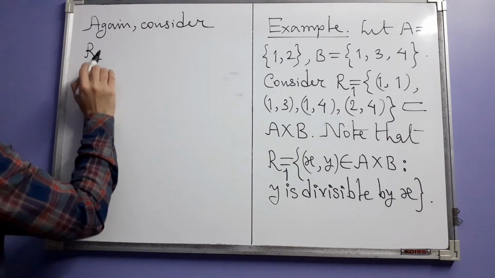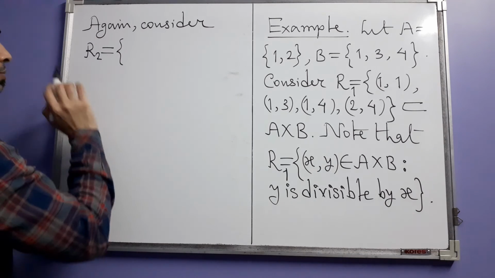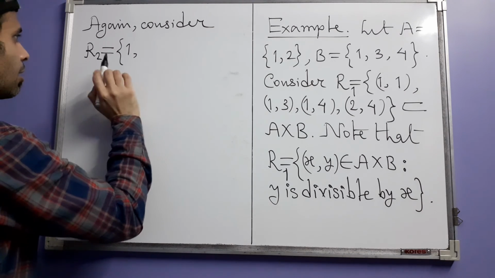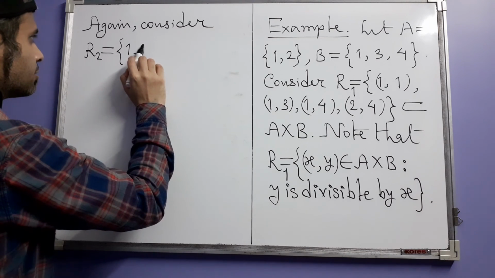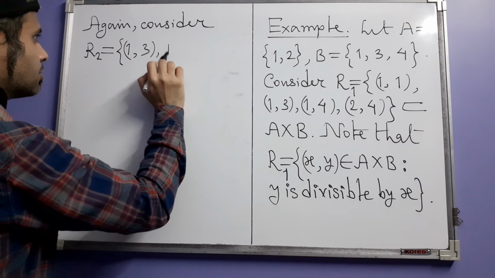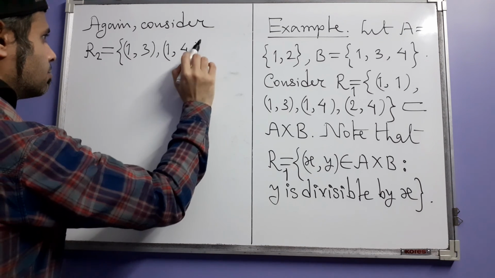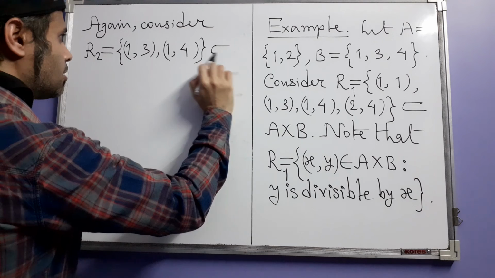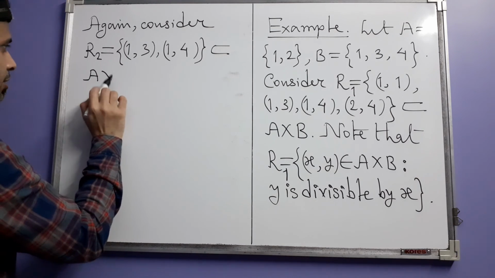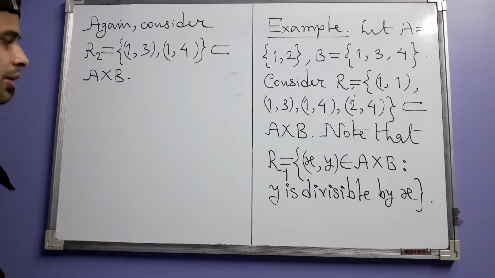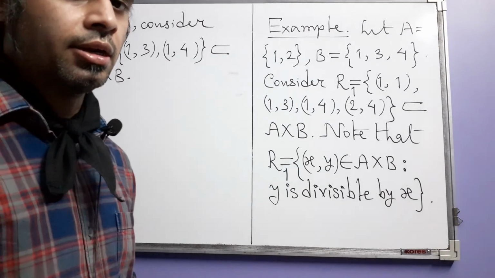Consider this R2 say. R2 say has these elements: 1, 3, 1, 4. This is also a legitimate subset of A times B. So, by our definition, it is also a relation.